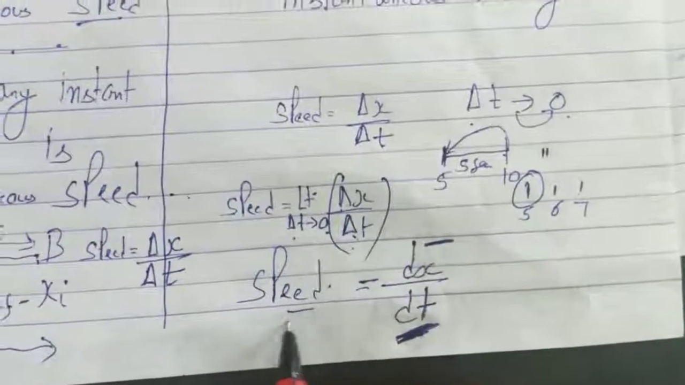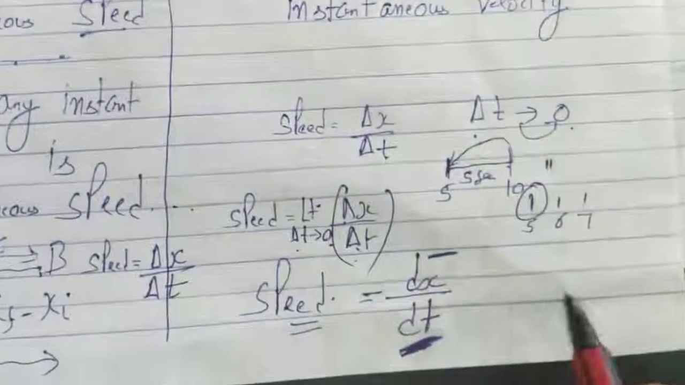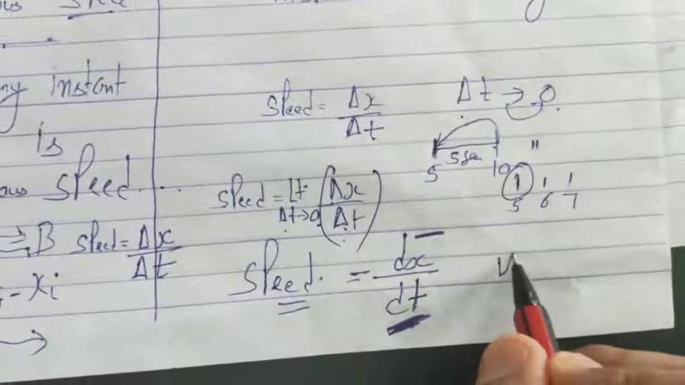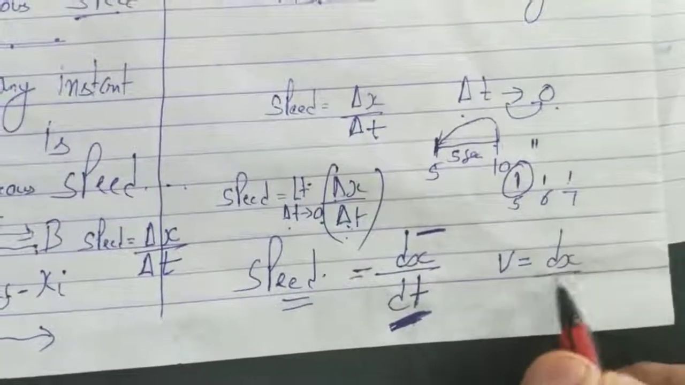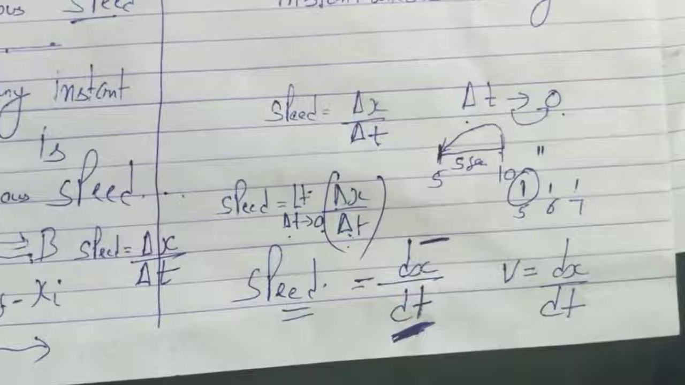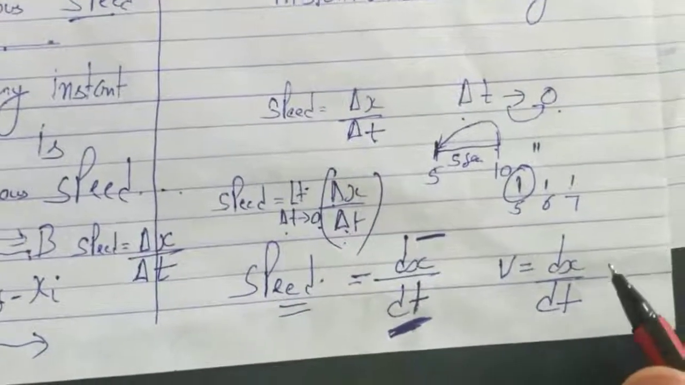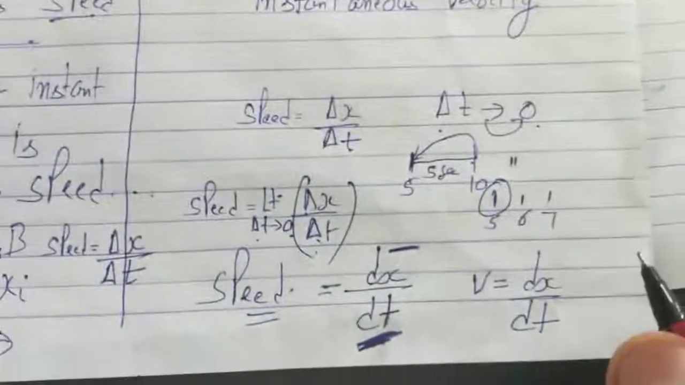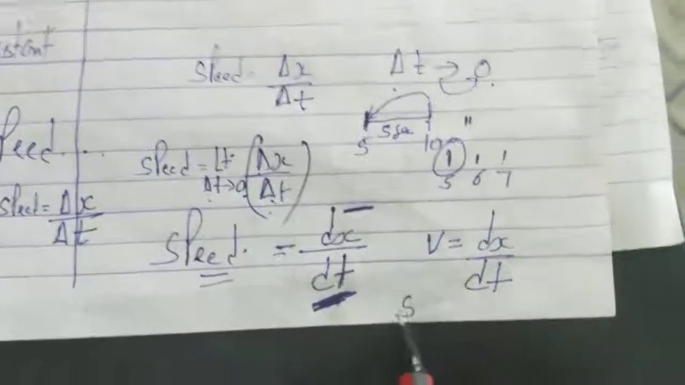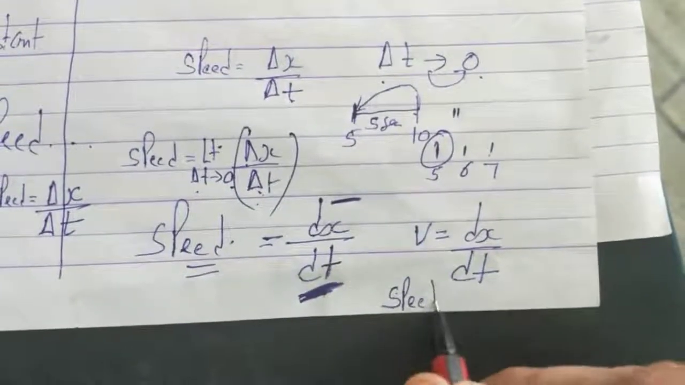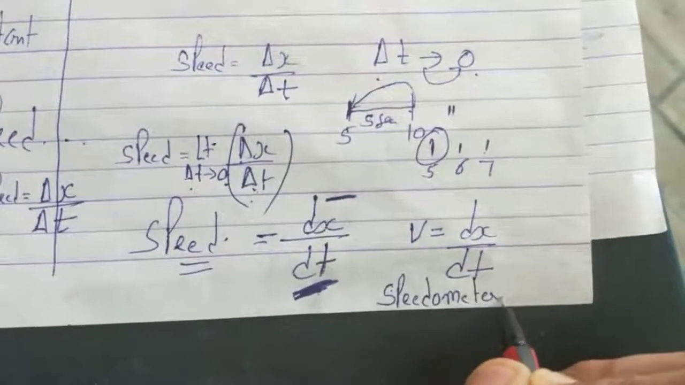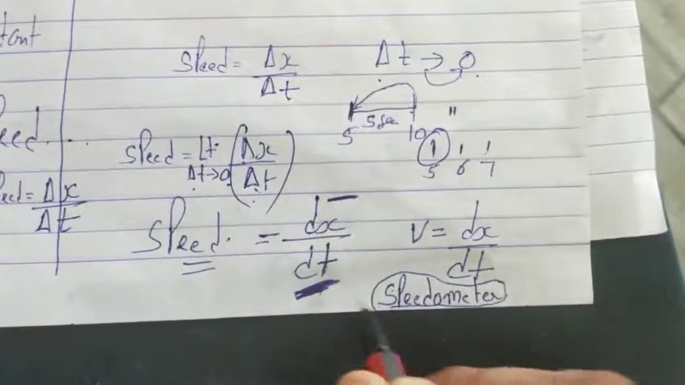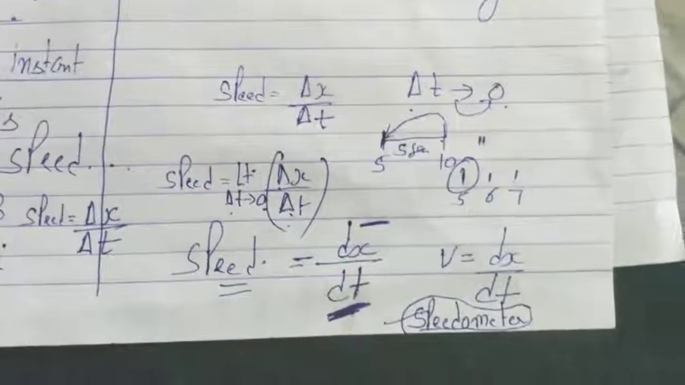So this is the formula of instantaneous speed, and I am mentioning it as v equals dx by dt. And in your motorcycle or car, a speedometer is there. That speedometer measures the instantaneous speed.